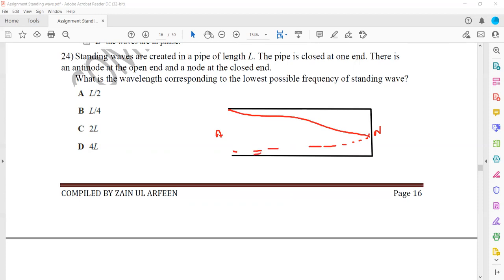So the distance between the node and antinode is equal to a quarter of the wavelength. So L is equal to lambda by 4, or wavelength is equal to 4L. So what is the wavelength corresponding to the lowest possible frequency? The wavelength is equal to 4 times the length, or 4L.